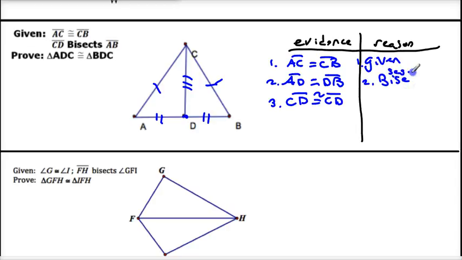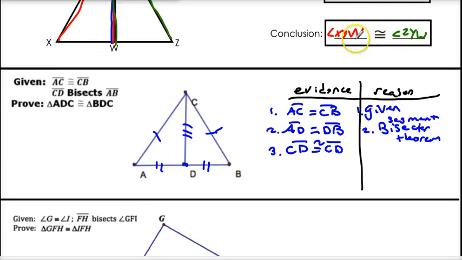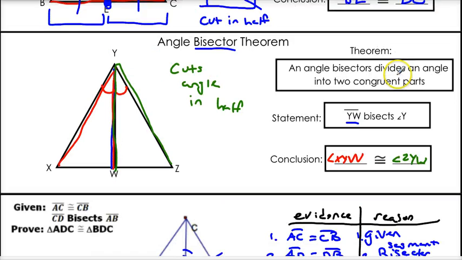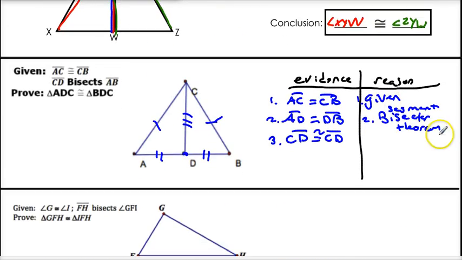Segment bisector theorem. Now remember, I'm not writing out the whole thing, but you can't just write segment bisector theorem. You have to write this: a segment bisector divides a line into 2 congruent parts. I don't have the space to put that there, but that's what should go right here. You got to write the whole thing.